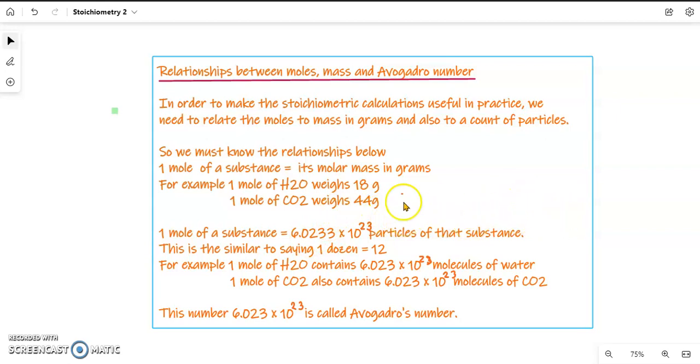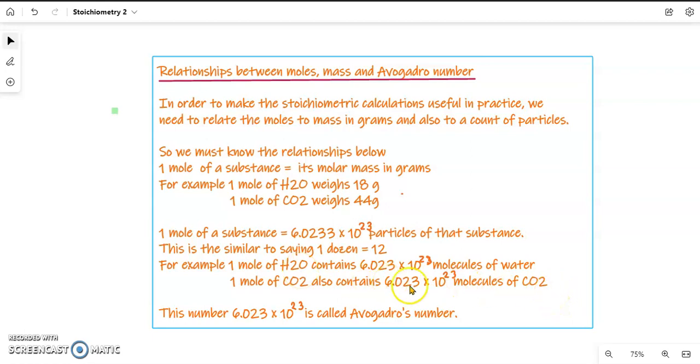It's just a count. So the mole of any substance, it's not just water or carbon dioxide or any of them separately or individually. For all of them, 1 mole of a substance is 6.023 into 10 raised to 23 molecules or particles of that particular substance. For example, 1 mole of water contains 6.023 into 10 raised to 23 molecules of water. 1 mole of carbon dioxide also contains 6.023 into 10 raised to 23 molecules of carbon dioxide.